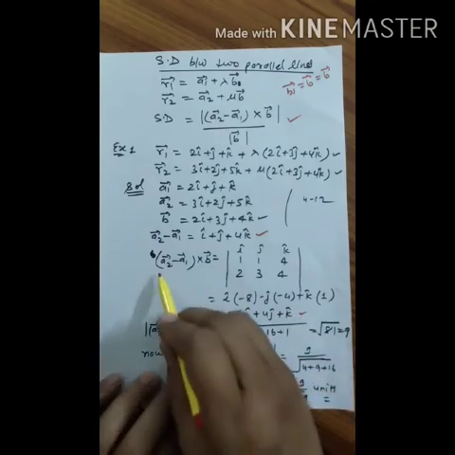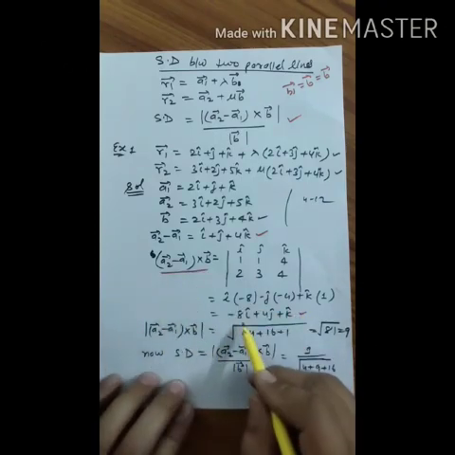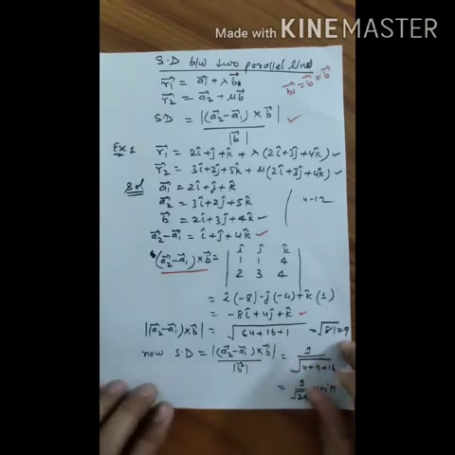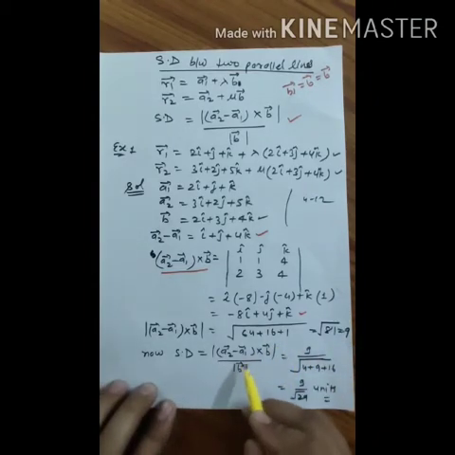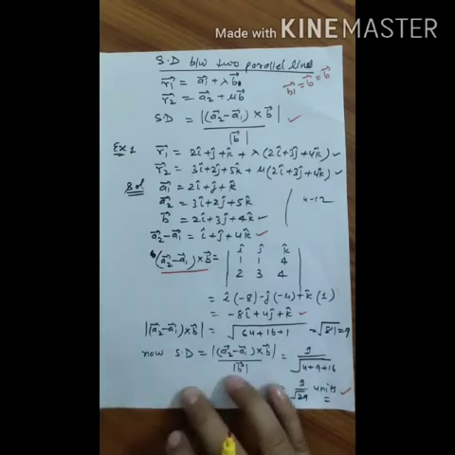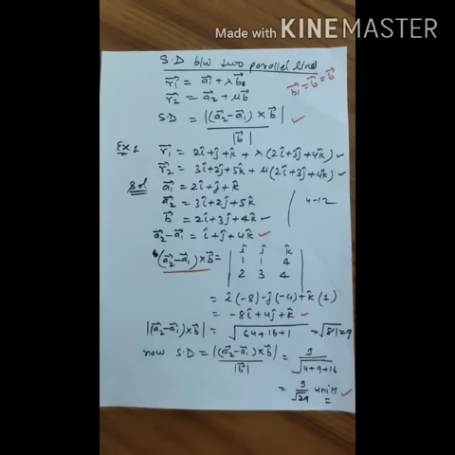Now we have to find the magnitude of this. So 8 square plus 4 square plus 1 square, this will be 81, that is 9. Now the required shortest distance is, put the respective values in the formula and we will get this. So this is how you have to find the shortest distance between two lines. Now let us take some more examples on this.